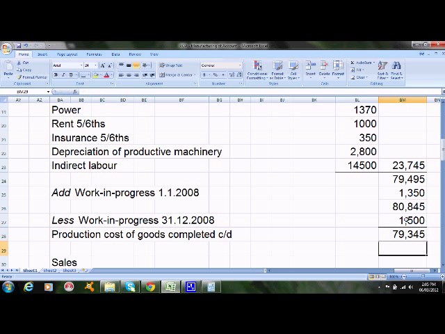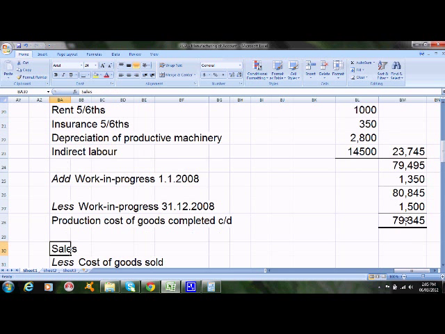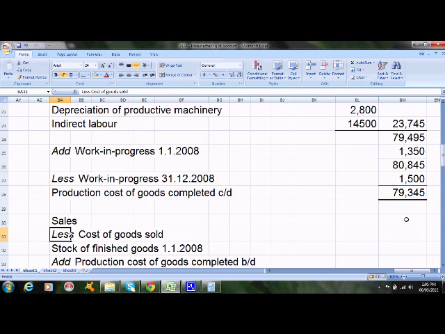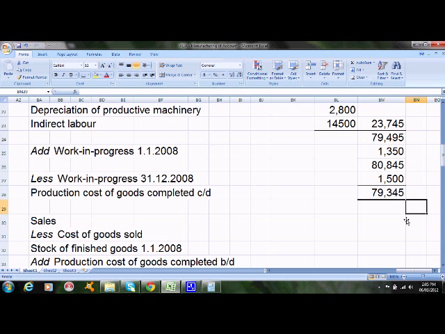This we call our production cost of goods completed, CD. This will be transferred to the trading profit and loss account at the appropriate time. Now we're going to go down to our trading and profit and loss account immediately. What is the sales figure? It is $100,000.